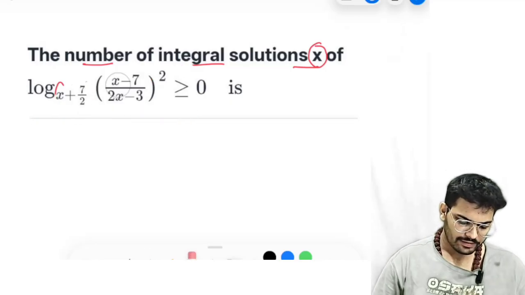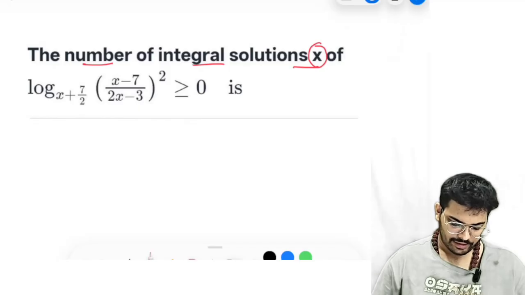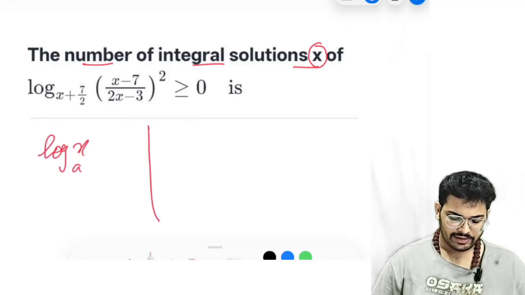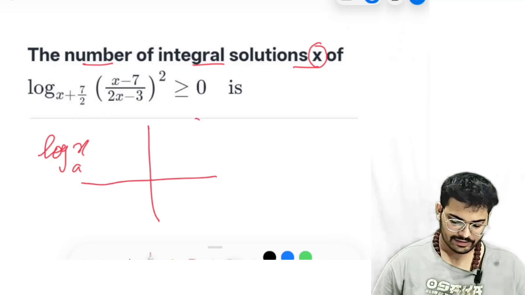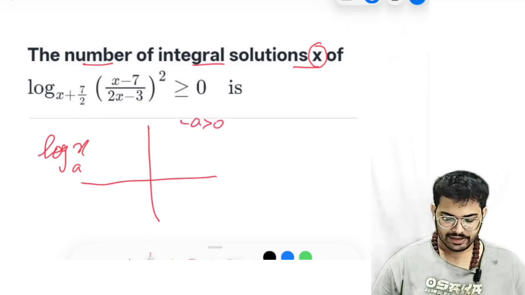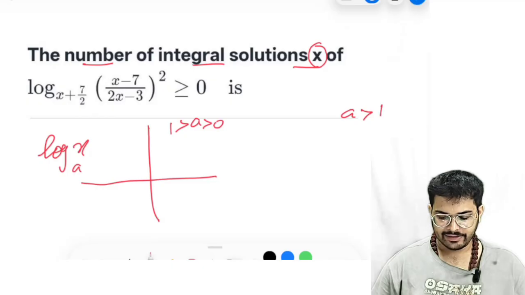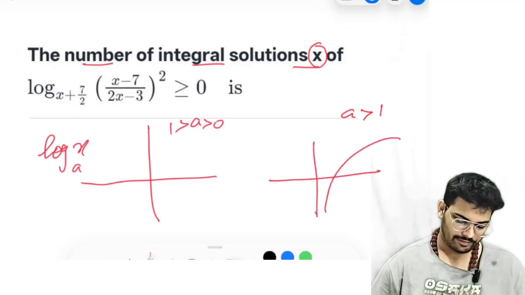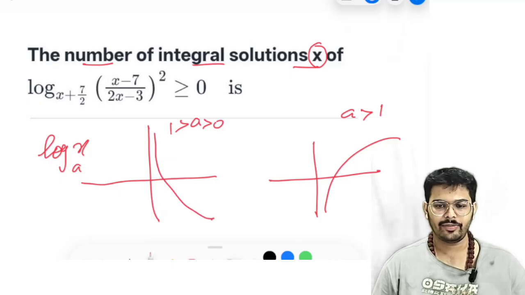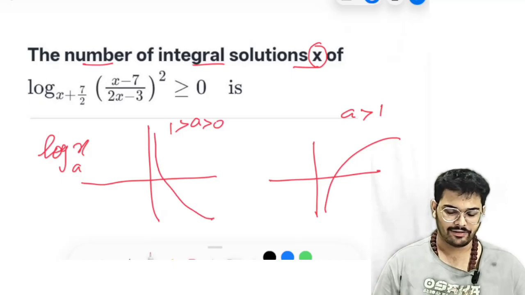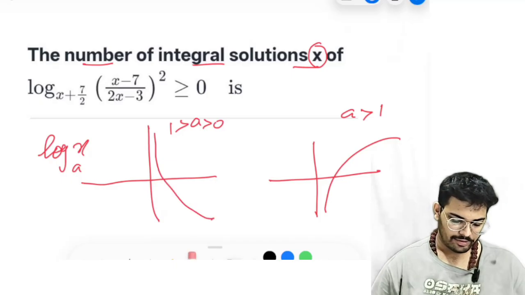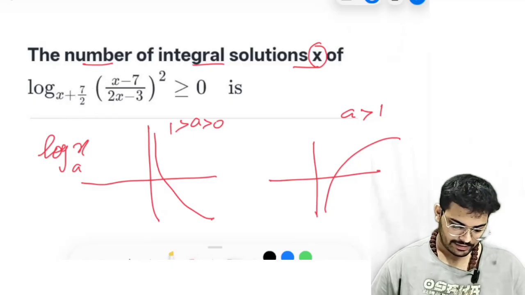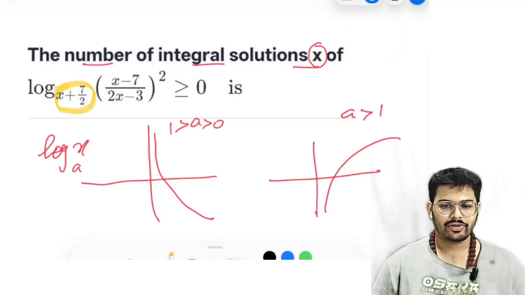Now, whenever you get a logarithmic question, that is log x to the base a, we will be thinking about two conditions: the base is greater than 0 but less than 1, and another possibility is base is greater than 1. When base is greater than 1, our graph will be an increasing graph, and when base is less than 1, our graph will be a decreasing graph. Now we don't need to think about whether this quantity, that is the base, is positive or negative.